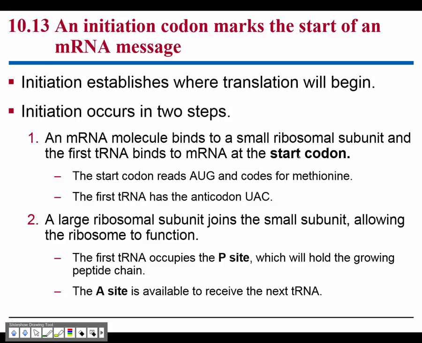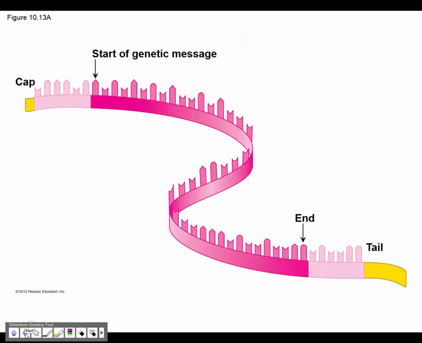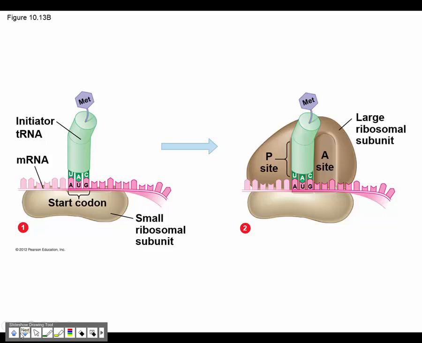The large ribosomal subunit joins the small subunit, allowing the ribosome to function. So it won't function unless it has both units, and they kind of sandwich that mRNA in between them. First tRNA has a P site, and then the A site can take the next tRNA. And so you have your caps, your start of the genetic message, the end, and another cap. And so here's your first small unit, the mRNA, the anticodon on the tRNA, and your large ribosomal unit.